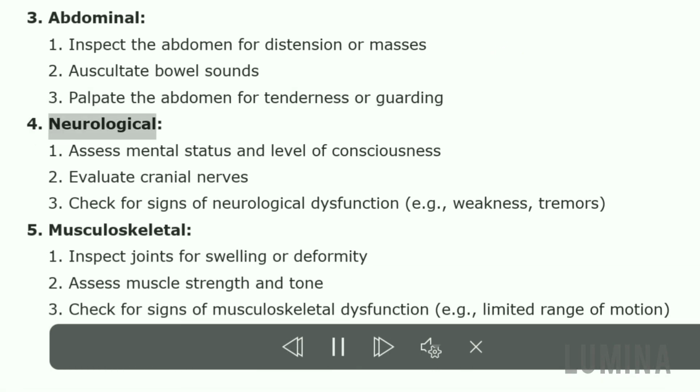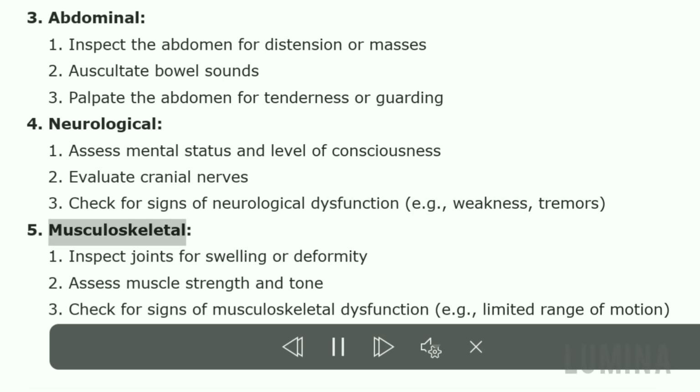4. Neurological. 1. Assess mental status and level of consciousness. 2. Evaluate cranial nerves. 3. Check for signs of neurological dysfunction, e.g., weakness, tremors.